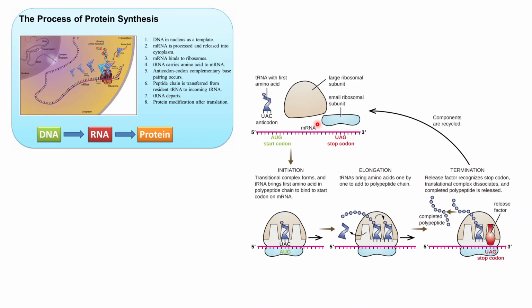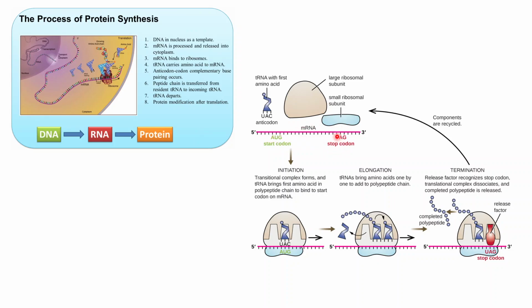The codon is basically a structural unit comprising three nucleobases. Protein synthesis on the mRNA takes place in the 5 prime to 3 prime direction. First we have the start codon, which is AUG, and we have three stop codons: UAG, UGA, and UAA. You have to remember the start codon is 5 prime AUG 3 prime.